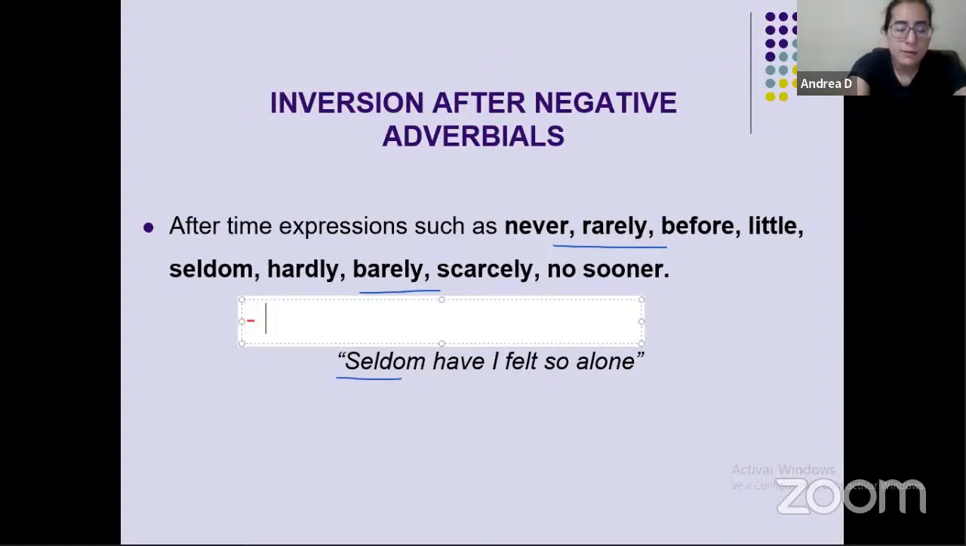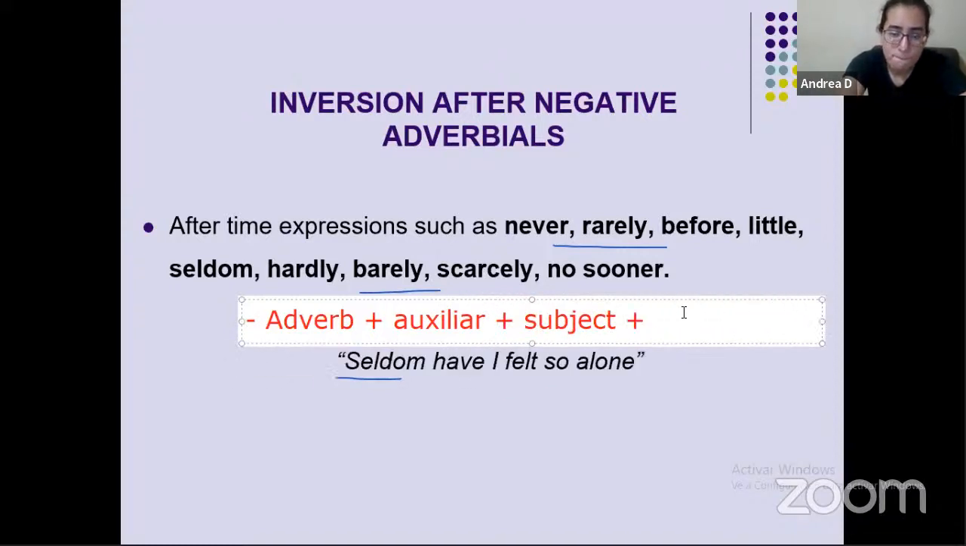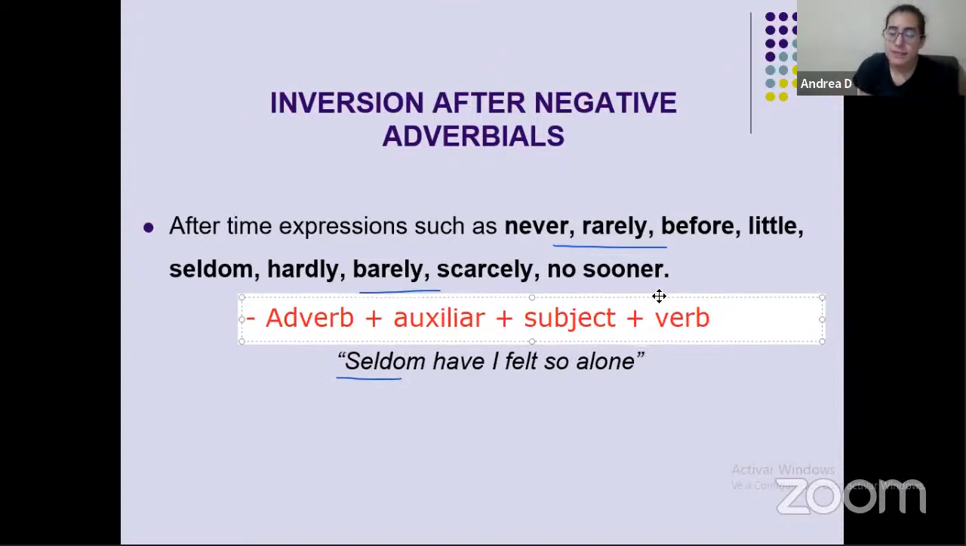So negative adverb, plus, and then you need the question order. So you're gonna need an auxiliary, and then the subject, and then the verb. And the verb needs to be, well, it depends, right? If it's an auxiliary like did, for example, it needs to be in the basic form. But if it's an auxiliary like have, it needs to be in the past participle form. So it depends. But that's the rule.